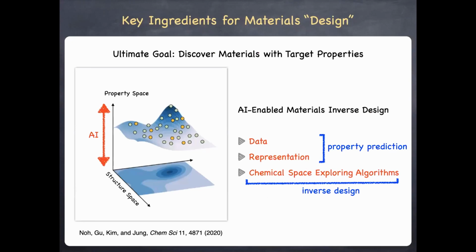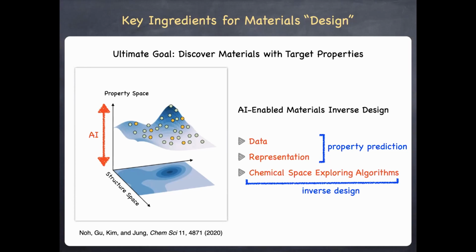In this data-driven materials design, there are several ingredients. Actually, there are three that are most important. One is data, because data is all that you learn from. And the second, you need to have a way of representing the data. And if you have data and a good way of representation, then you can perform simple regression or sometimes complicated regression for property prediction. And once you have a way of predicting the properties, the next step is to explore the chemical space to find the target material with the target property.